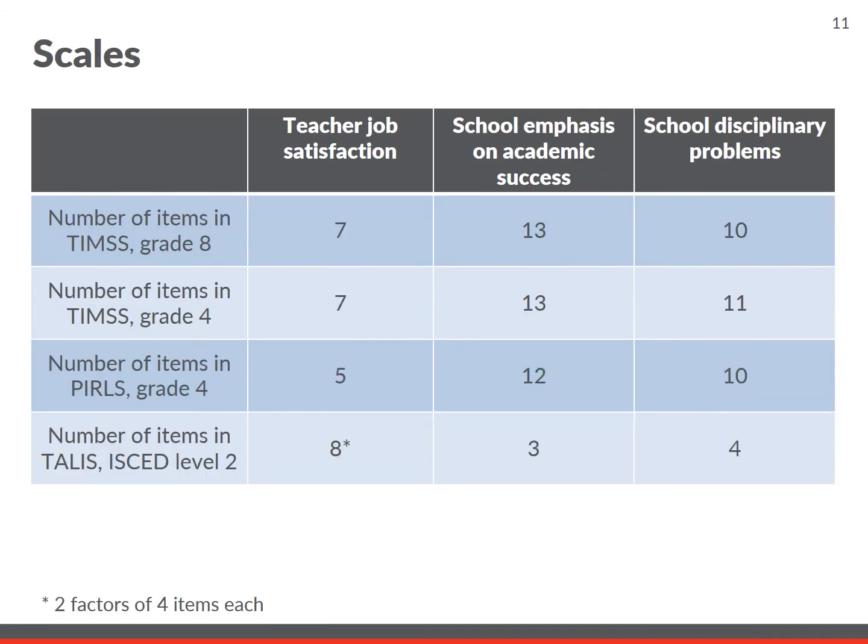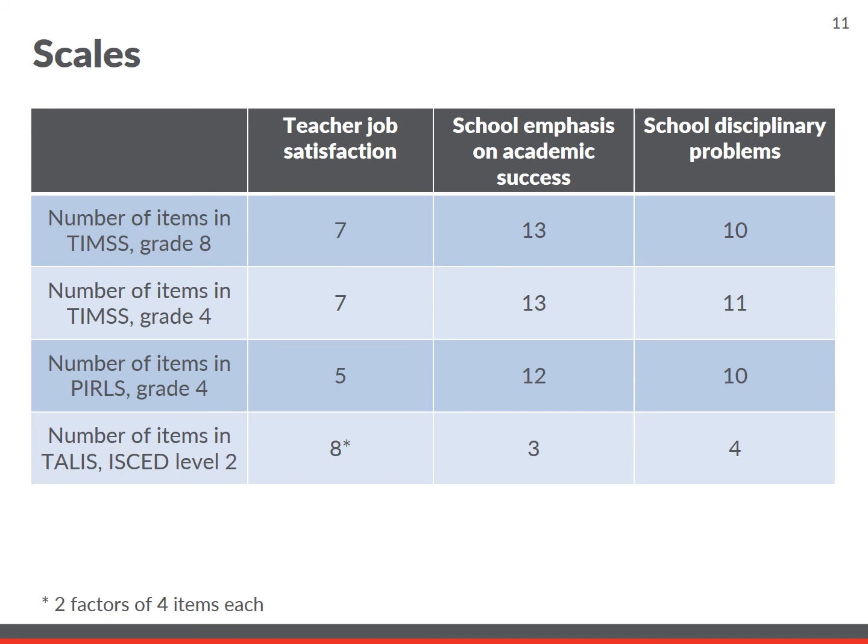We used three scales, one teacher scale, job satisfaction, and two school scales, emphasis on academic success and disciplinary problems. Recall that TIMSS is conducted at two grade levels, 4 and 8 years of schooling, PIRLS is conducted at 4 years of schooling, and TALIS is conducted with teachers and schools at ISCED level 2. ISCED is short for International Standard Classification of Education, where level 2 is recognized as lower secondary school.